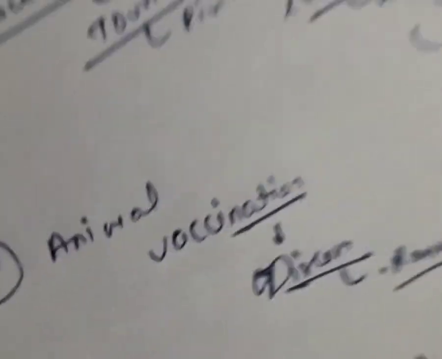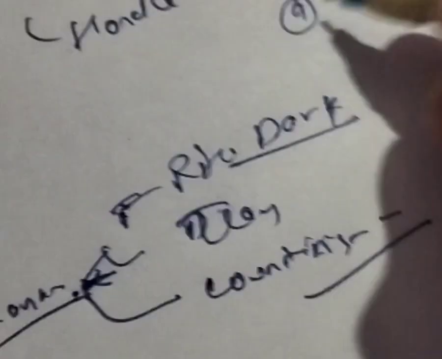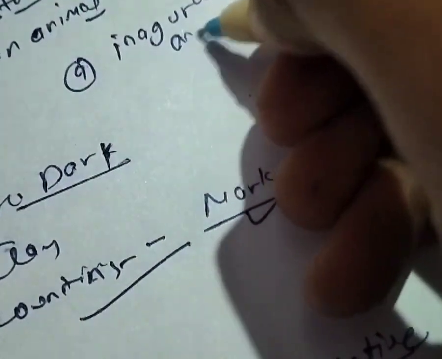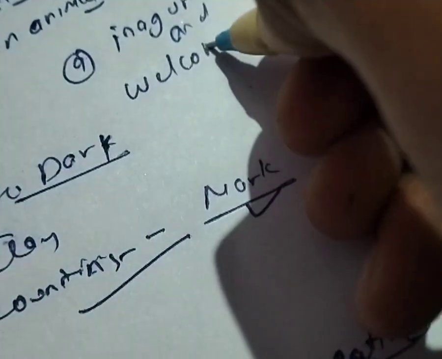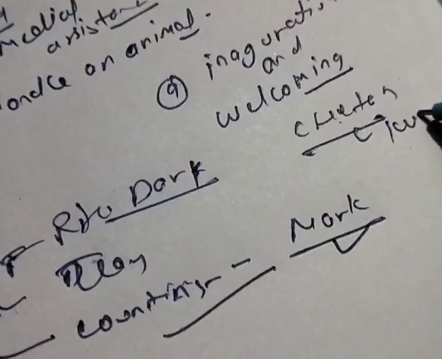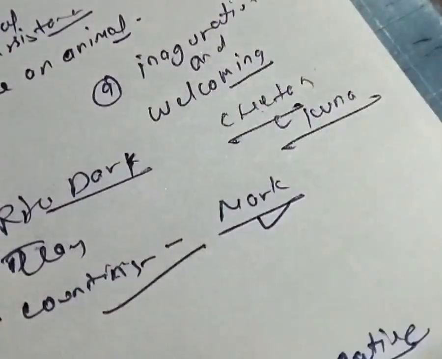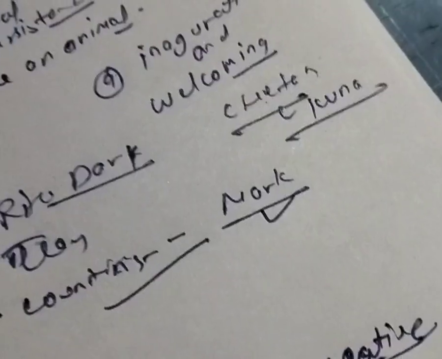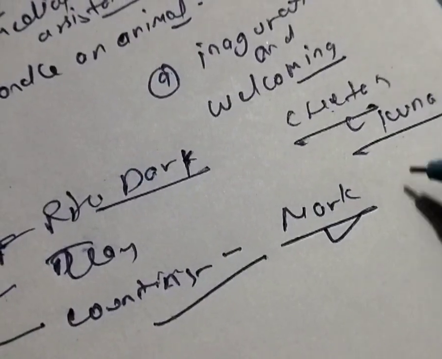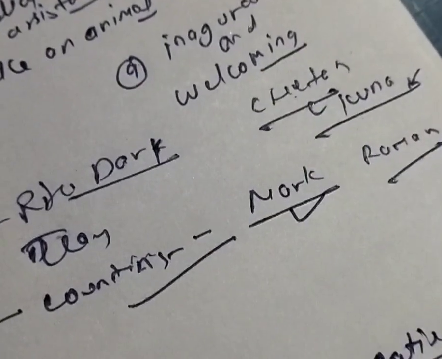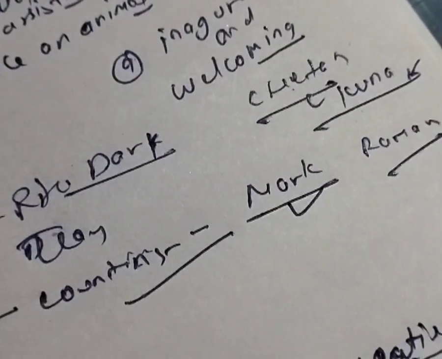For the ninth theme, we can go with inauguration and welcoming. We have seen when the cheetahs were reintroduced in the Kuno National Park, there was a function there, so we can use the theme of that. The PM came to reintroduce the cheetahs in the Kuno National Park. So Raman, who was the senior in charge of that forest, got an opportunity to manage all the things.